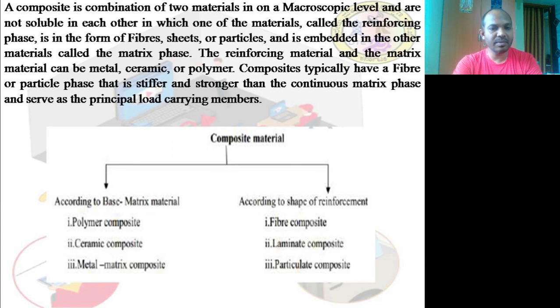In the next class, we shall talk about polymer composites, ceramic composites and different types of composite materials and their applications and uses.